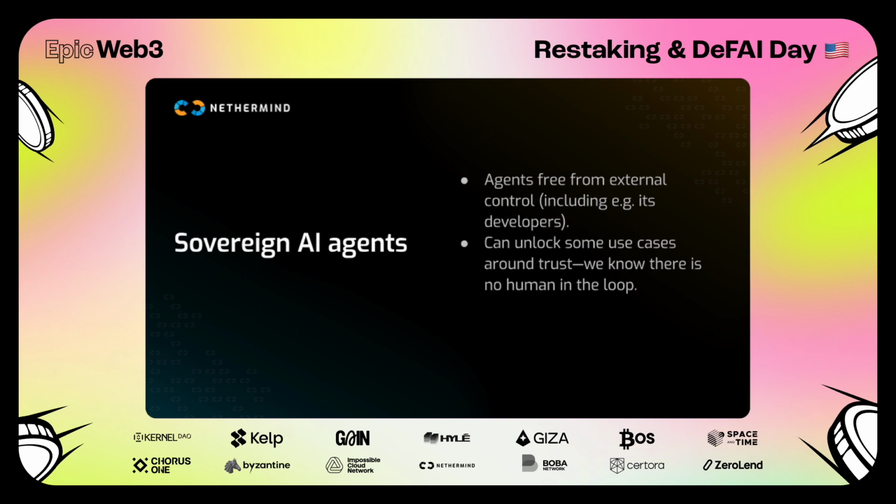This can unlock some use cases around trust. I will provide a few examples. If we know that we're interacting with an AI agent and there's no human in the loop, then that can help with some trust concerns around working with agents.